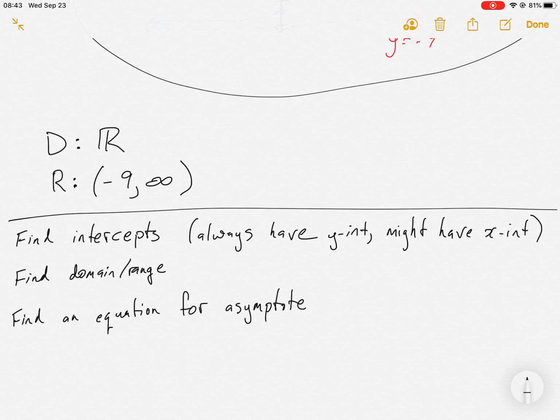So that concludes the beginning of the video. We did the first objective, which was coming up with a graph based on an equation. In the next video, we'll talk about how to find an equation from a graph.